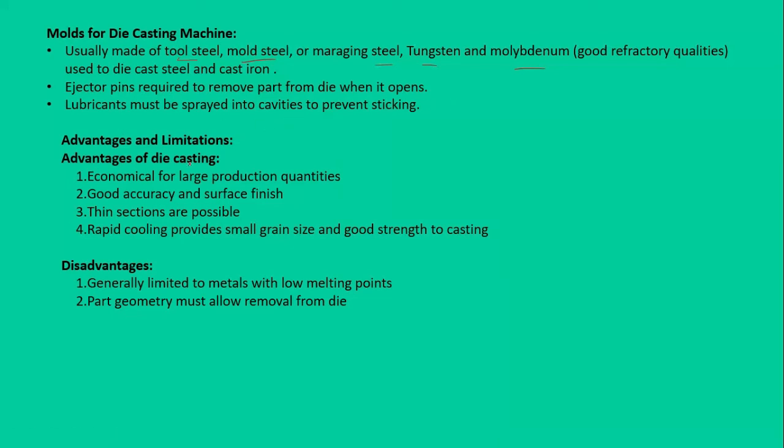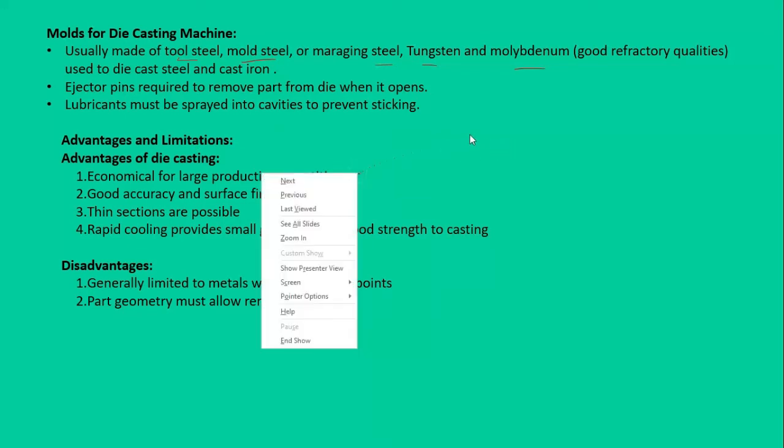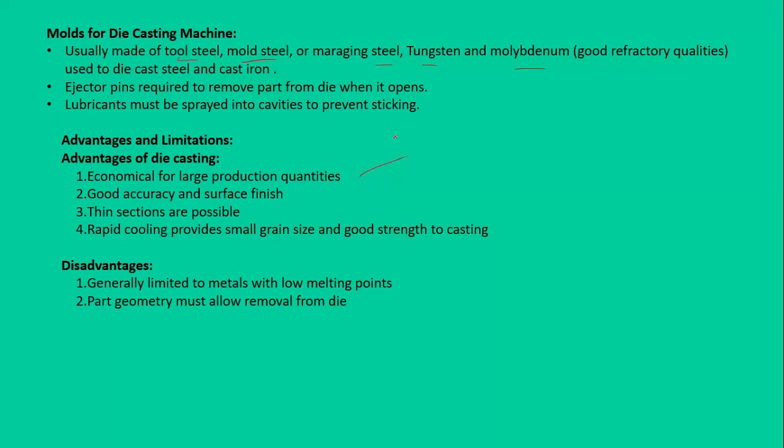There are certain advantages of pressure die casting. It is economical for large production quantities, as we have seen. It is automated, so we have a higher rate of production compared to the other permanent mold casting or the expendable mold casting. It has good accuracy and surface finish, again due to the dies being made of metals. Thin sections are also possible here, as we have seen in certain animations. So we can cast thin sections easily, and rapid cooling provides smaller grain and good strength.